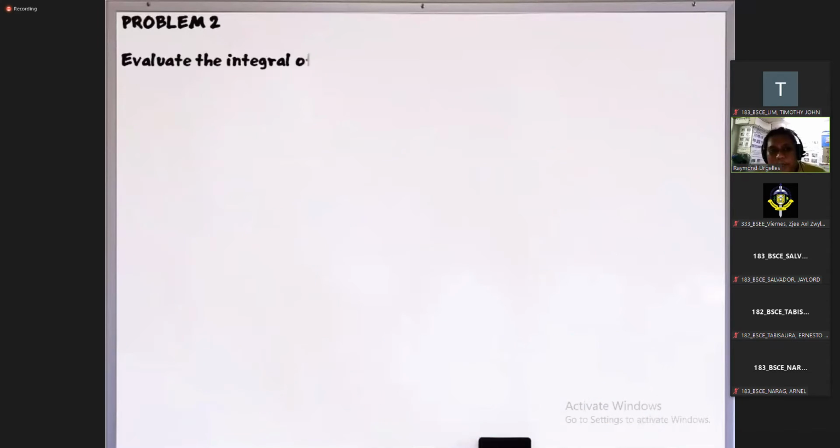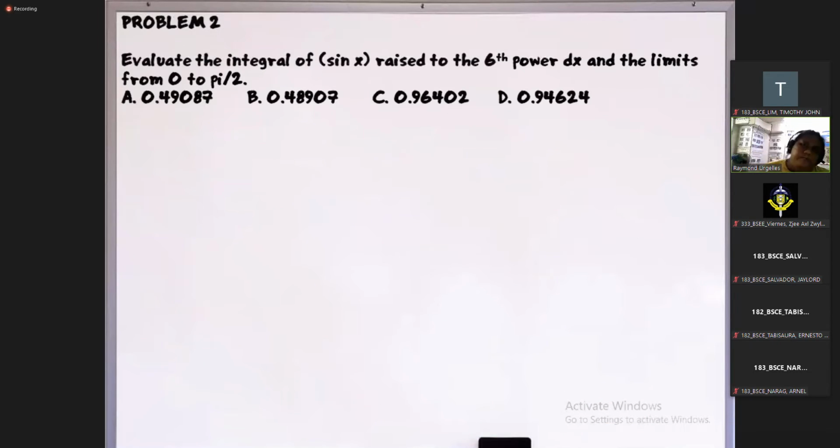So let's move to the next topic. Okay, so this is another integration. Evaluate the integral of sine x raised to the 6th power, with the limits from 0 to pi over 2. So this time, we want the integral of sine to the 6th power of x dx, from 0 to pi over 2.